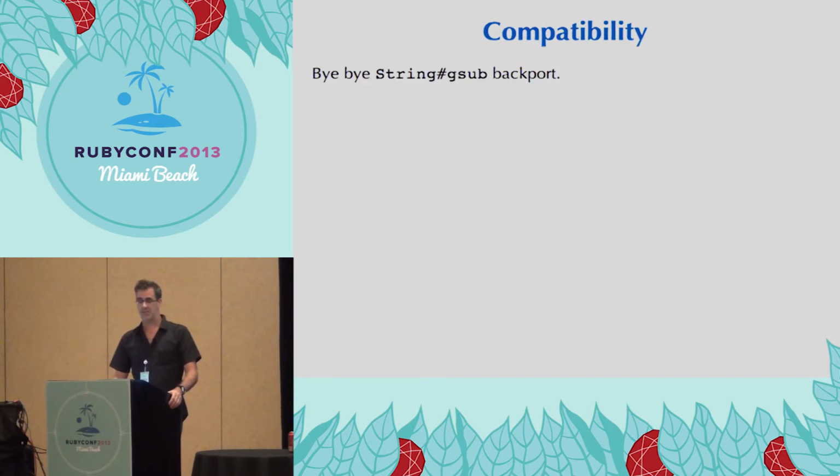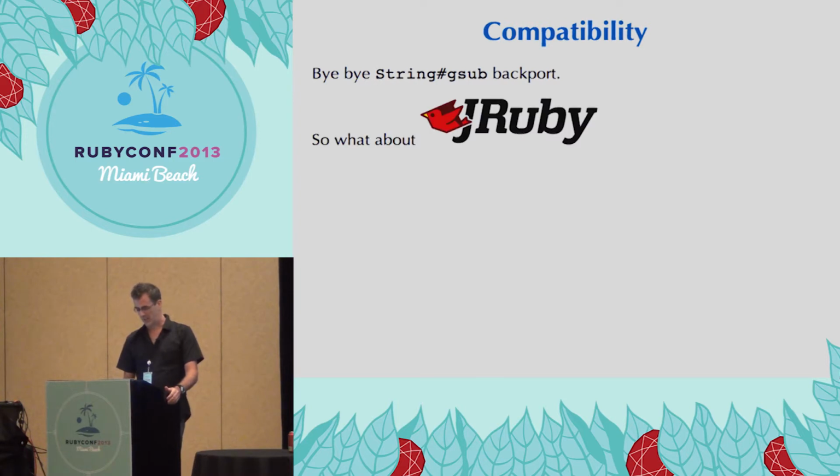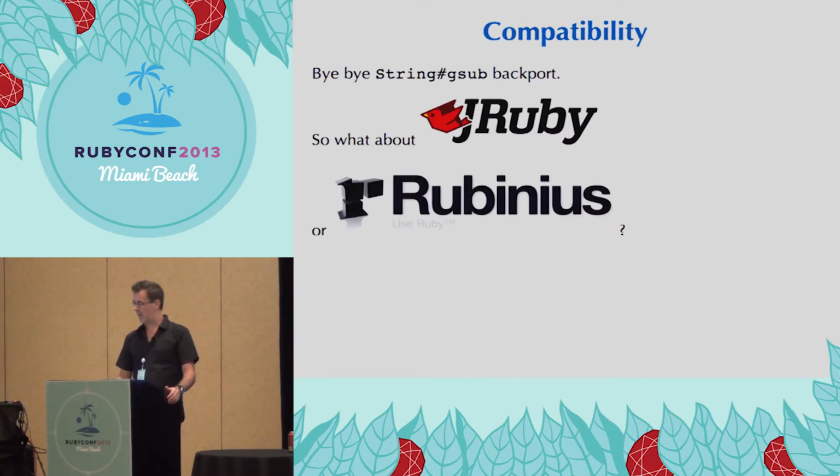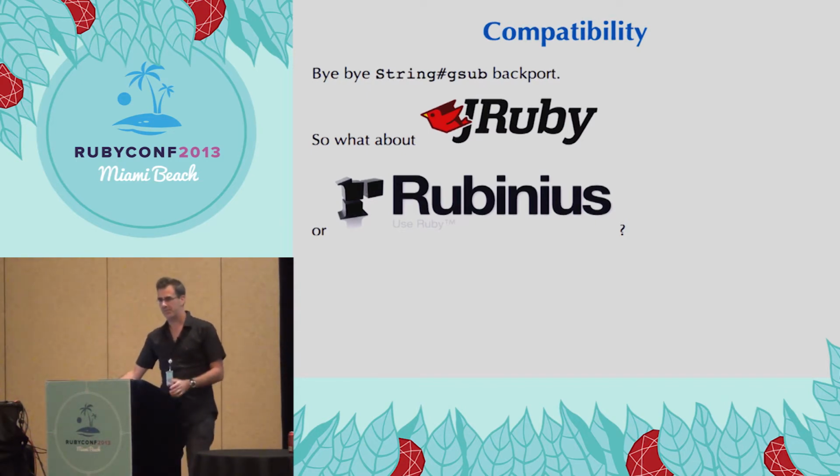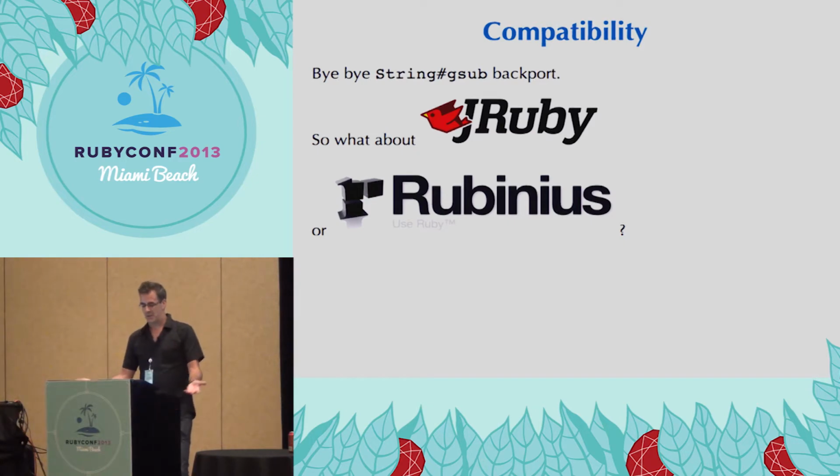So I removed the gsub backport. There's really no way around that. And every other feature of 1.8.7, I was actually able to backport. But the question was now, I think I'm not breaking anything, but maybe I'm breaking stuff in JRuby or Rubinius. And so I was curious, what test suite do these guys have?